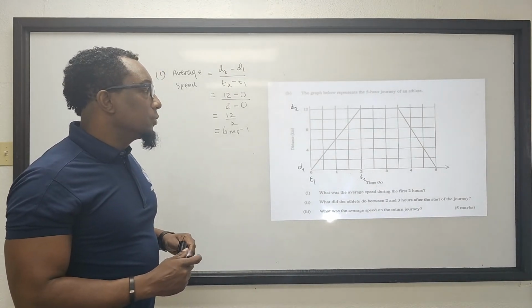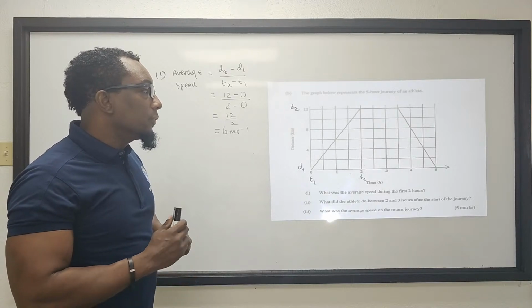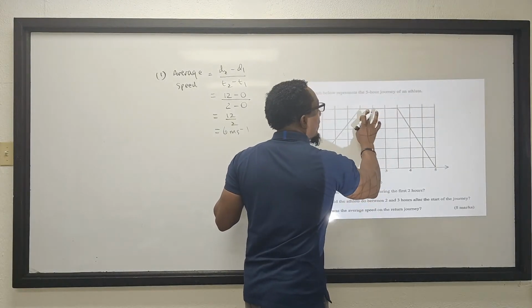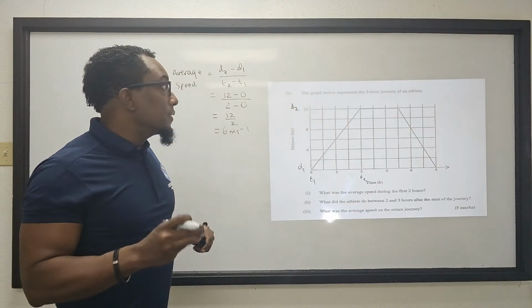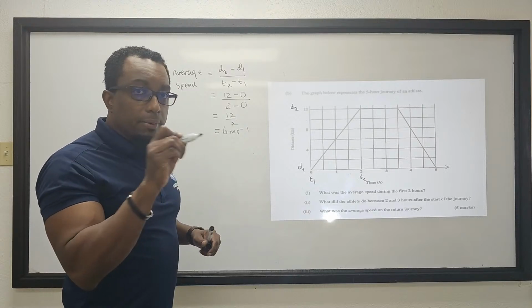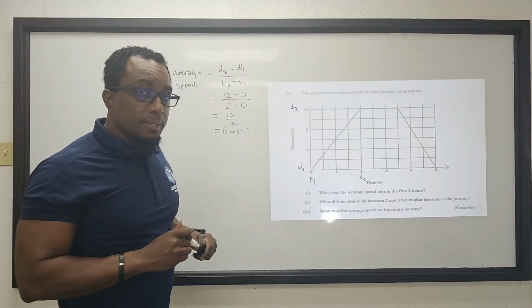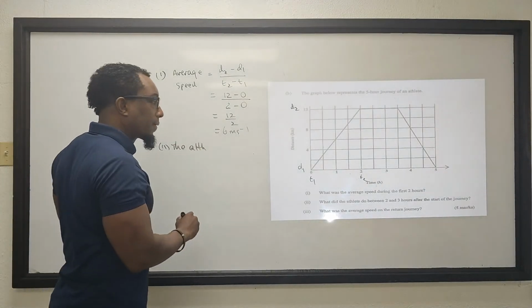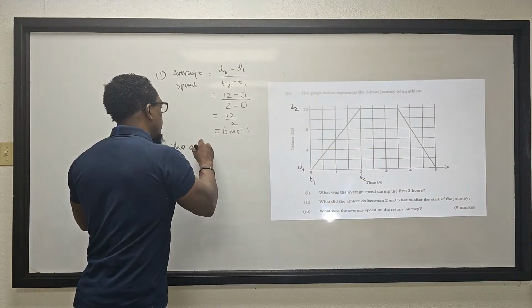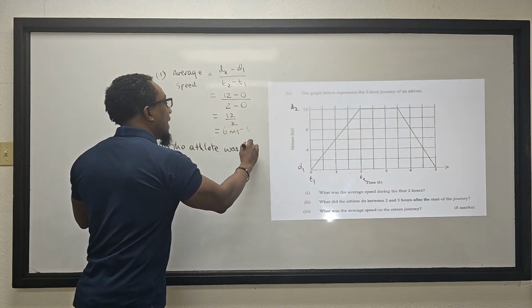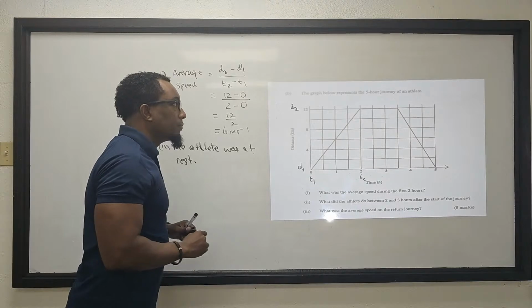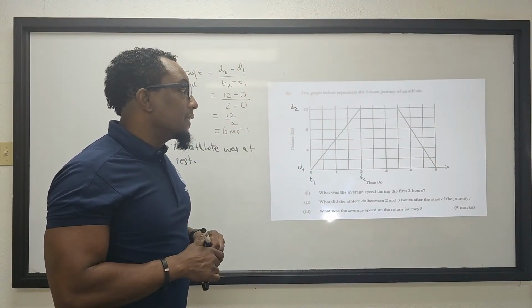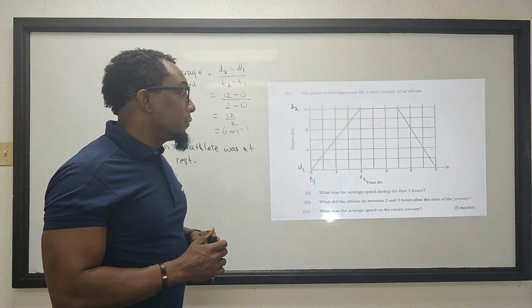Now, what did the athlete do during the period 2 and 3 hours after starting the journey? So 2 and 3 hours, which is here, right? So for a distance time graph, that horizontal line represents a rest. So for part 2, the athlete was at rest. For a distance time graph, that horizontal line simply implies that the athlete was at rest between 2 and 3 hours.